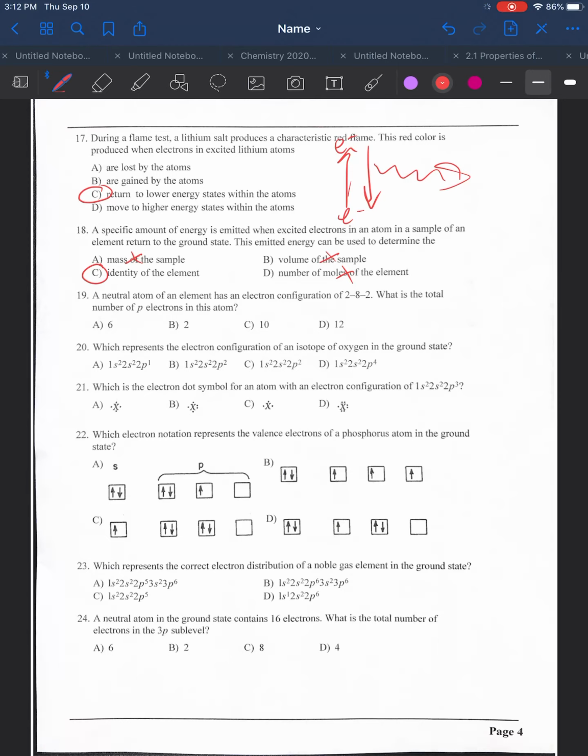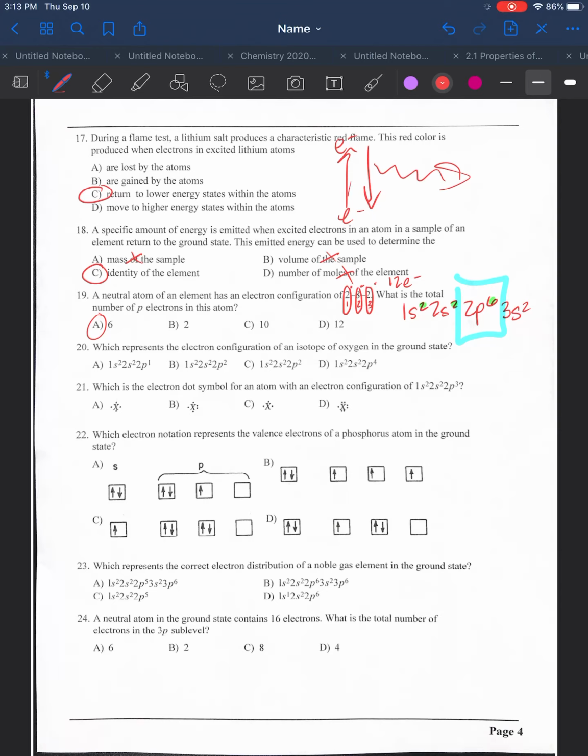19. So if we have a neutral atom of an element that has electron configuration 2-8-2, what's the total number of p electrons? So 2-8-2, remembering that this 2 is the first energy level, this 8 is the second, this is the third. Now I'm going to fill as if I knew that I had a total of 12 electrons, and I get that just by adding 2 plus 8 plus 2. So if I were to fill the normal path, I'd go 1s2, 2s2, 2p6. Here I am at 2 plus 2 is 4 plus 6 is 10, so I still have 2 more to fill. So then I go to 3s2. So now I have my 12 electrons. It's asking, what is the total number of p electrons? Well, the only p sublevel we have is this guy. So you should get 6 as your answer.